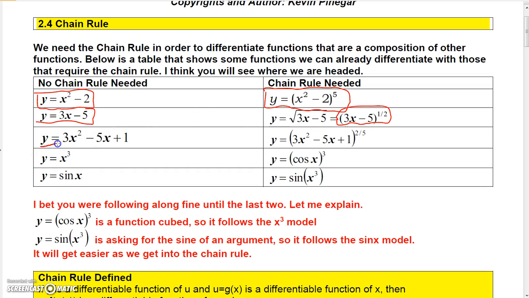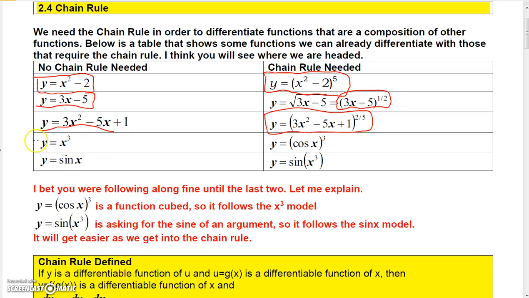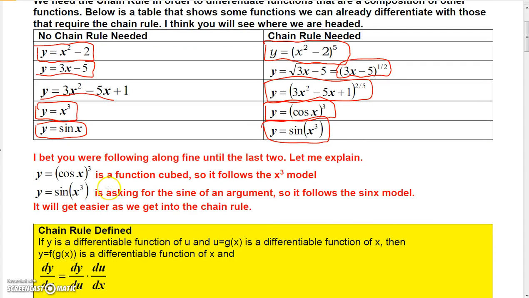For this function, no chain rule is needed. For this function, you do need a chain rule. Okay, now I'm going to confuse you a little bit. Y equals x cubed, you don't need a chain rule. But if you have y equals cosine of x quantity cubed, you're going to need a chain rule. Now, y equals sine x, you don't need a chain rule. But for y equals sine of x quantity cubed, where the argument is cubed, you do need a chain rule.